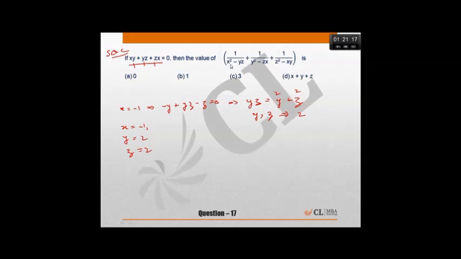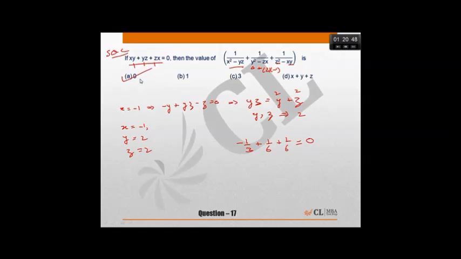This becomes minus 1 square, minus 1 square, minus 4. So this is minus 3. So the first term becomes minus 1 by 3. Second term, Y square will be 4 plus minus Z is 2, 2 into minus 1, so minus 2, 4 plus 2, 6. So plus 1 by 6. And the third one, Z square again will be 4 plus 2, 4, 1 by 6 equal to 0.